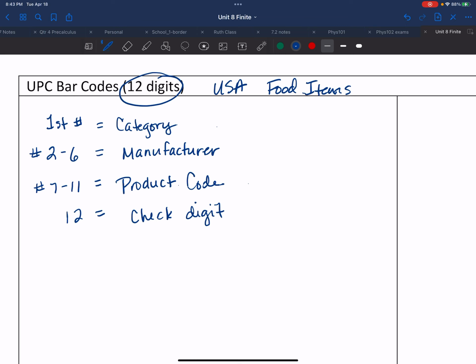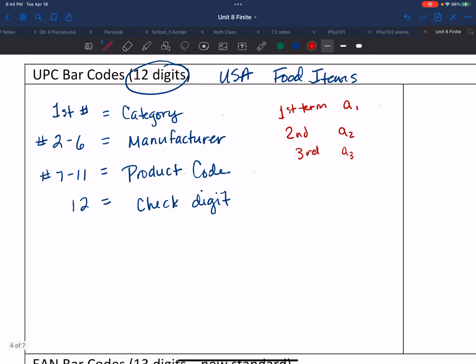Now, unlike some of the other ones that we've talked about, there is a formula for this. And the way we're going to do formulas is your first term, we're going to call A1. Your second term will be A2. Your third term will be A3. Because from here on in, our formulas are going to get a little bit more complicated. So let's take a look at our UPC barcode symbol formulas.